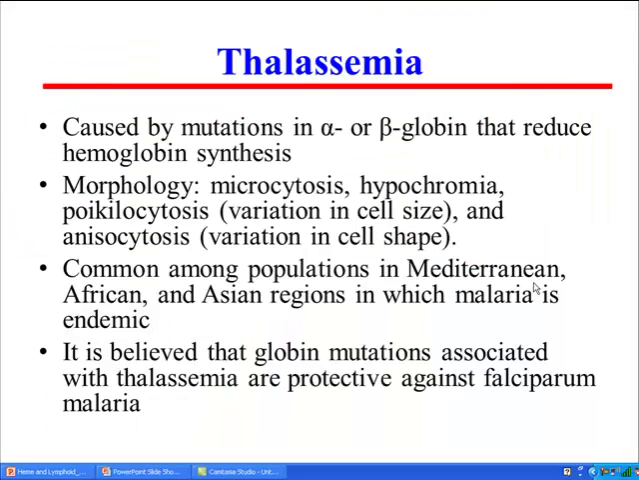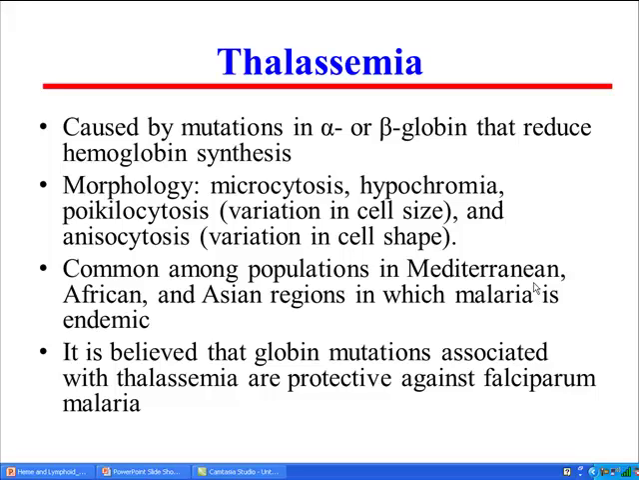Okay, thalassemia. This is another disorder of hemoglobin. In this disorder, there is a mutation in the alpha or the beta globin, and that will reduce the synthesis of hemoglobin. And so if you were to look at this disease under the microscope, what you'll see is the red blood cells will be smaller in size, so there's microcytosis, and also it's not going to be as dark in color, so there's hypochromia, and there's going to be variation in the cell size and cell shape.